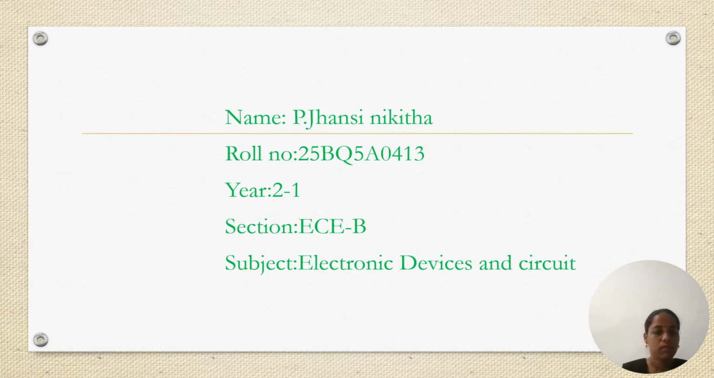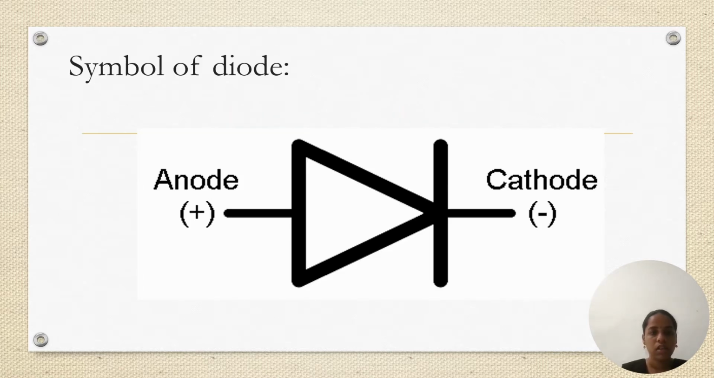Let's see diode first. This is the symbol of a diode. It has two terminals, anode and cathode. Anode having positive and cathode having negative symbol. It is denoted as positive anode. Cathode is negative. Next, definition of diode.